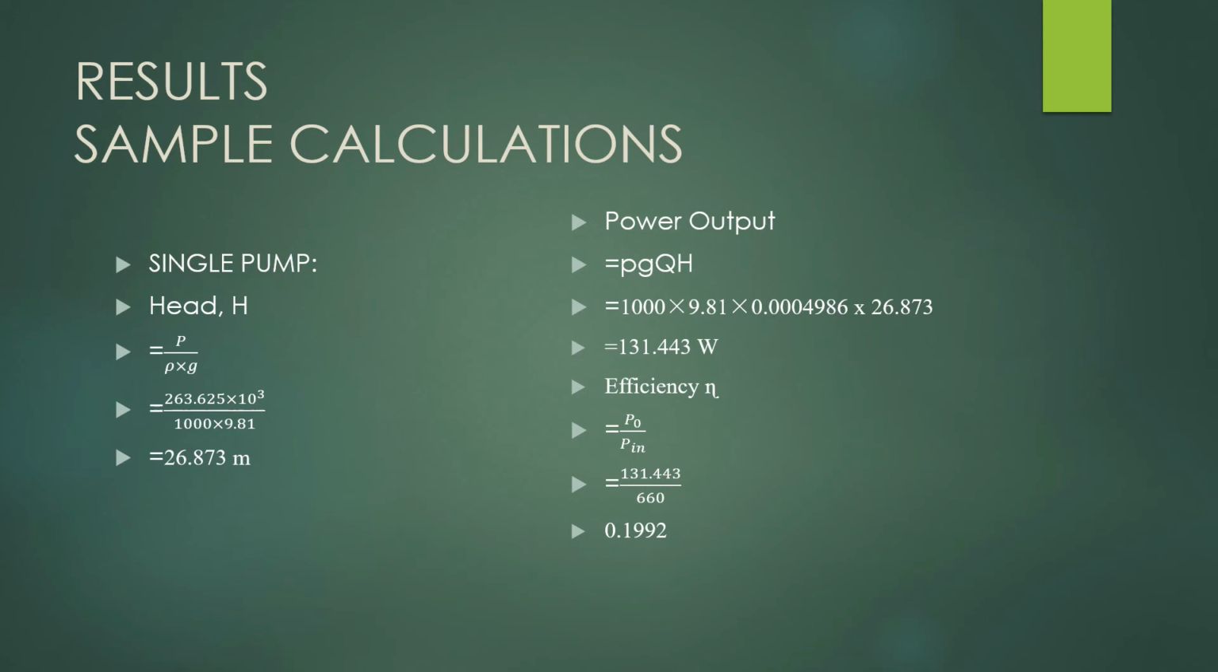So we get 131.443 watts. And then we have to find the efficiency, which is eta. So power output, this is P0, and Pn is given, which is 660. Then we can find the efficiency.